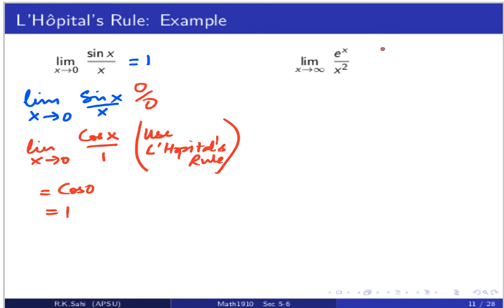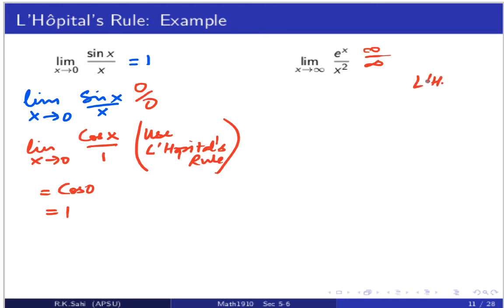Okay, let's look at the next problem. Now, this one is the limit as x approaches infinity of e to the power x over x squared. Let's substitute here. E to the power infinity would be infinity, over infinity squared, again infinity. So it's an infinity over infinity form, and the f primes and g primes exist. So let's go ahead and apply L'Hopital's rule.